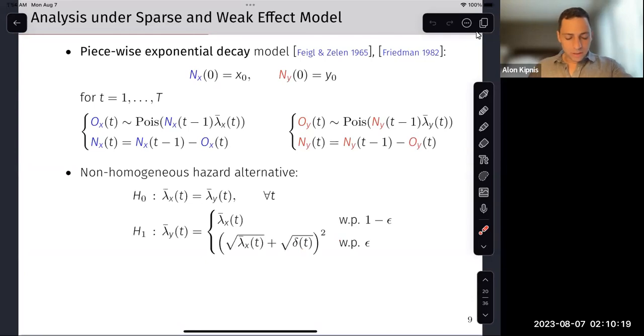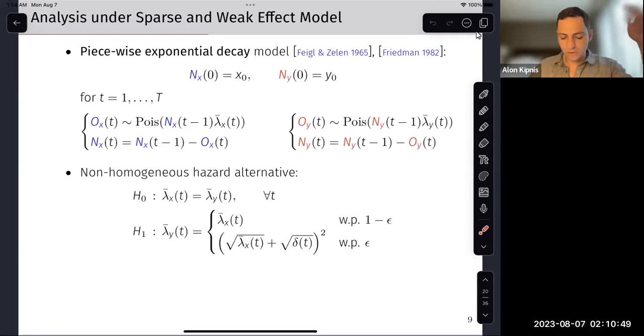Under the null hypothesis here, the risk of every time interval is equal among the groups. Under the alternative, there is a change, but this change is sparse, meaning that for most cases, there is no change at all. We still have lambda bar of y equal to lambda bar of x. But in some rare cases, an epsilon fraction of the cases, we will have a shift.